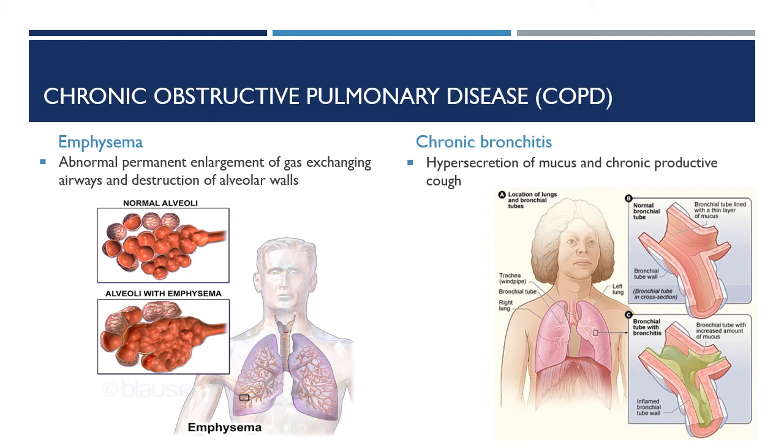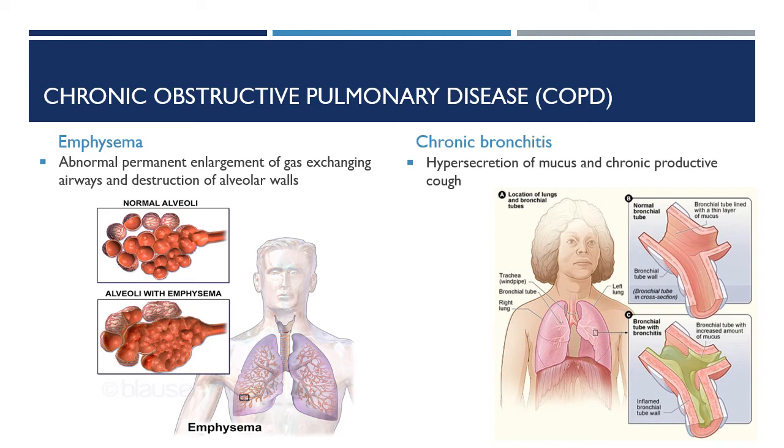Okay, so let's get into more detail about chronic obstructive pulmonary disease, COPD. And COPD is really a combination of two underlying conditions. So there's emphysema, which is damage and destruction to the alveoli. Okay, so that's where gas exchange occurs. So there's going to be problems with gas exchange due to damage to the alveoli.